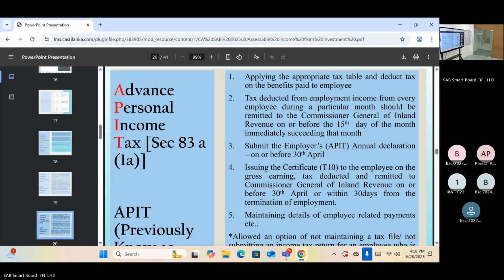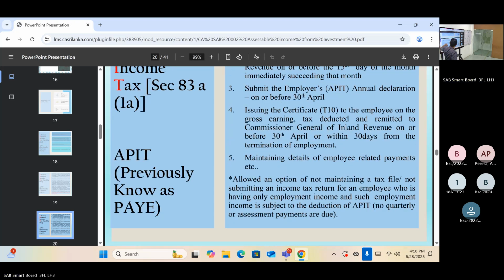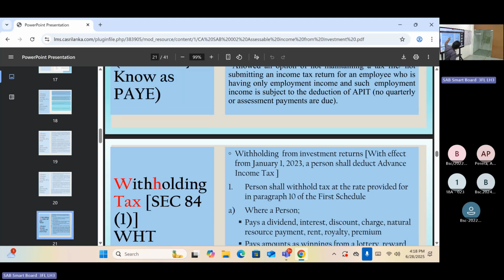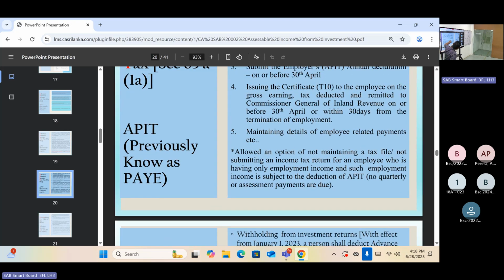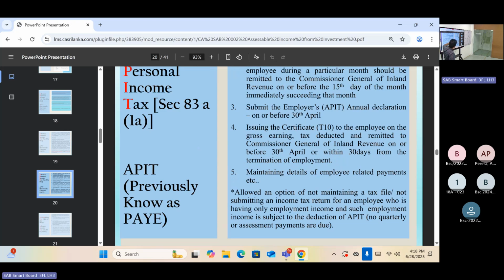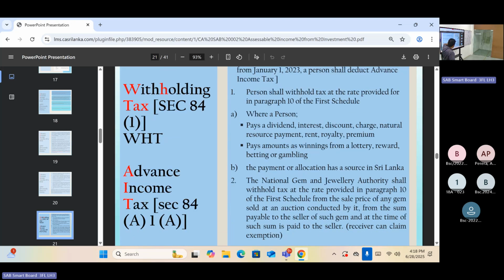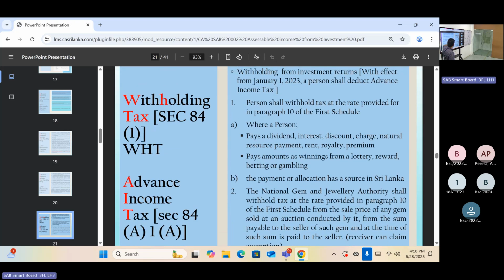Right. So maintaining records and supporting the Commissioner General's investigation and scrutiny is also part of his responsibility. That is under section 83A, the employer's responsibility for deducting advance personal income tax. That is also coming under withholding tax. The next one is advance income tax under section 84.